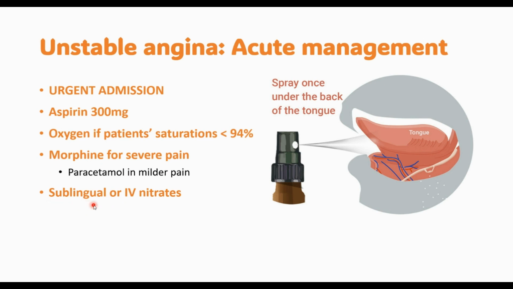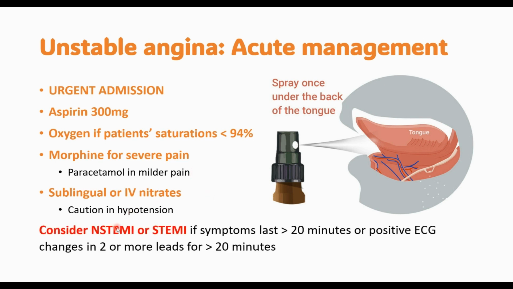And then we're also going to give sublingual or even intravenous nitrates to try and dilate the coronary vessels and improve the blood flow. But you just have to be a little bit careful when the patient has low blood pressure. You don't want to lower the blood pressure too much, because it might cause them to become confused and cause altered consciousness. In other words, they might faint.